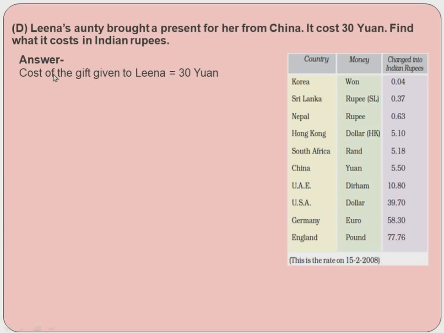Now, they are asking you to convert it to Indian rupees and say what is the amount it will cost if you buy the same thing in India. So, the cost given to Lina is how much? 30 yuan. It is given here. Now, we know that 1 yuan equal to 5 rupee 50 paisa. So, how much for 30 yuan? How much it will be? You will get it 30 into 5.50. Yes or no? Because the cost of that is 30 yuan, and for 1 yuan if you exchange you will get 5 rupee 50 paisa.